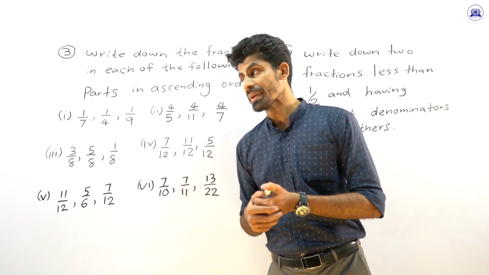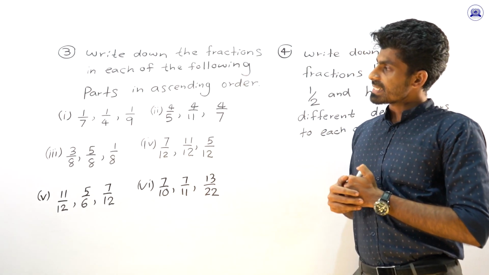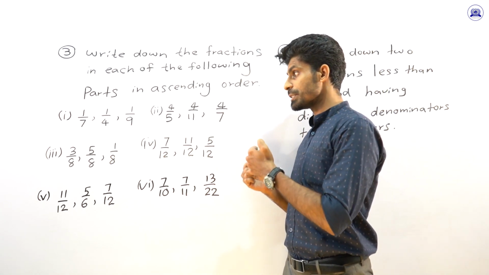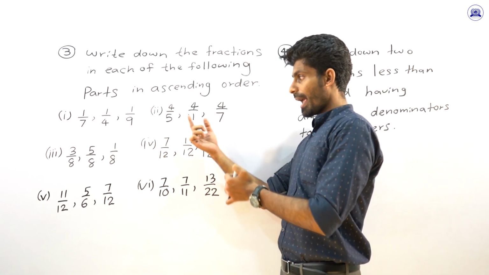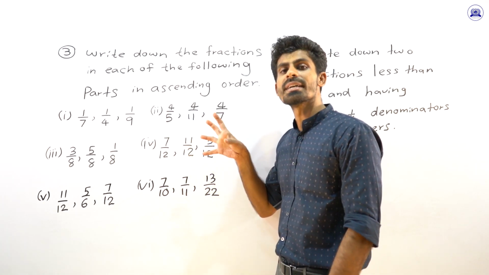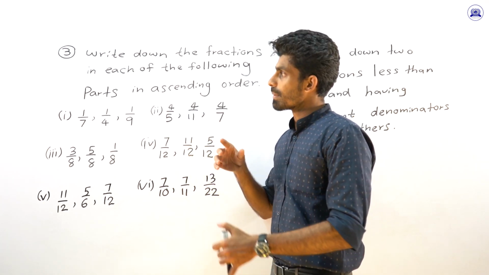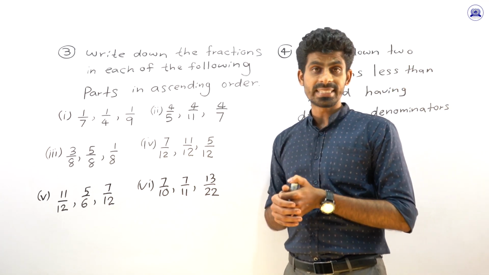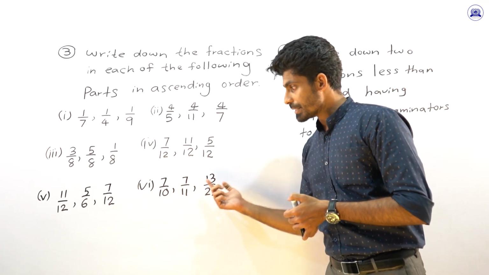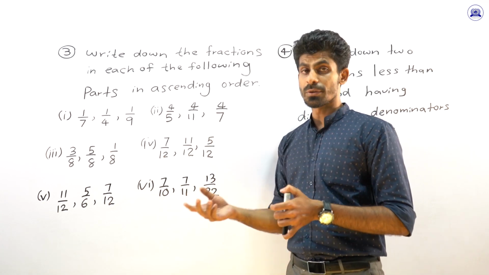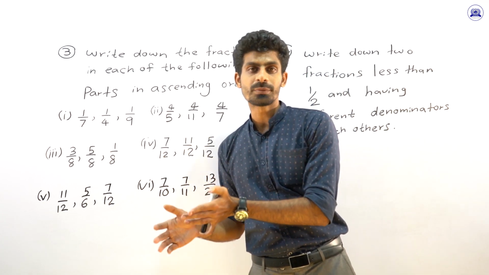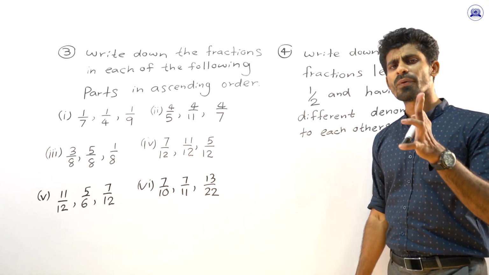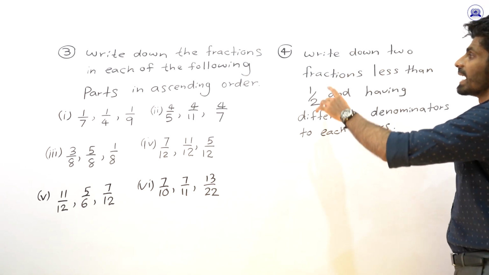Right. Now my question number 3. Write down the fractions in each of the following parts in ascending order. You need to arrange these fractions into ascending order. You need to rearrange this one into ascending order. Ascending order means the smallest one is first, right? Smallest to largest.